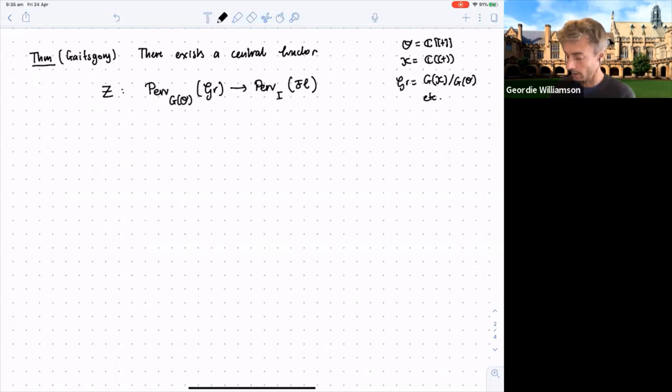I'll comment on central in a second, and I just want to show that the analog of the first statement of Bernstein's theorem, about the Bernstein center, is just the fact that this is a central functor. I'll say more precisely what this means in a second, but basically its image commutes with everything in the Hecke category.